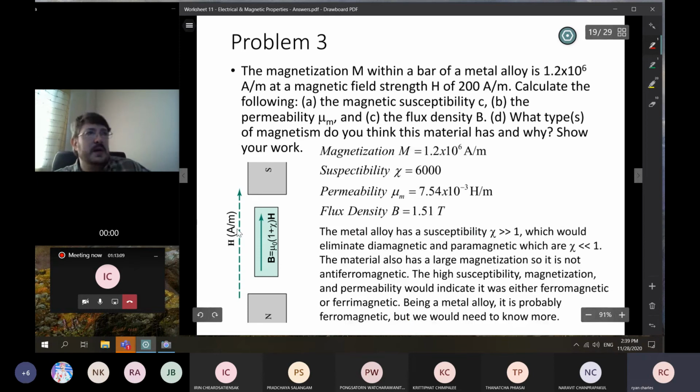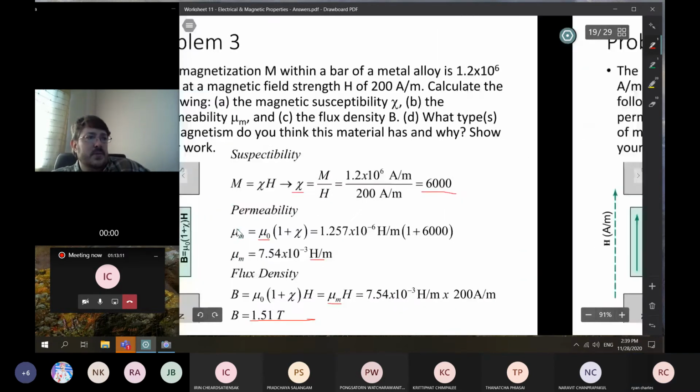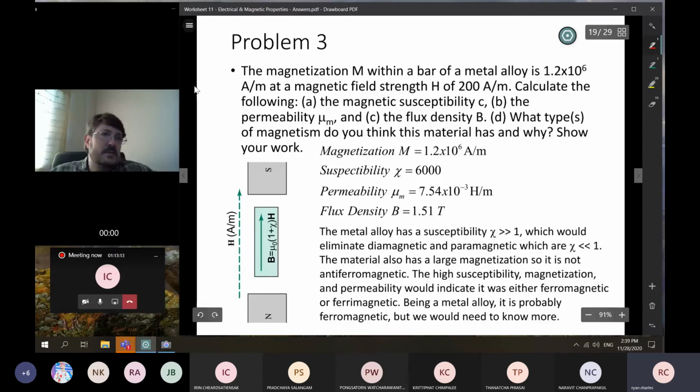Last problem here, problem 3, part D. What type of magnetism do you think this material has and why? So we have magnetization, susceptibility, permeability, and flux density.